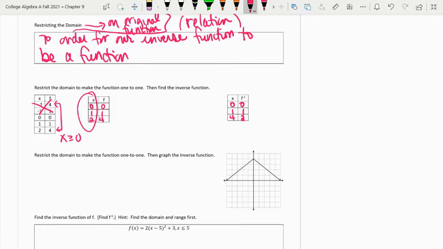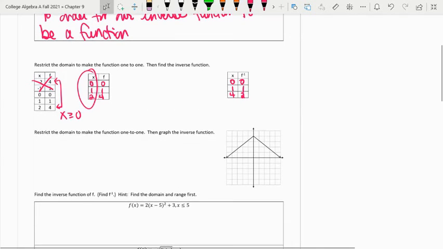So we restrict the domain to only x is greater than or equal to 0. And now our function has an inverse that's also a function. The next one, restrict the domain to make this function 1-to-1. So we could get rid of this side of it and look at only the x's less than or equal to 0. So we're going to restrict this domain. We're going to change it to x less than or equal to 0.